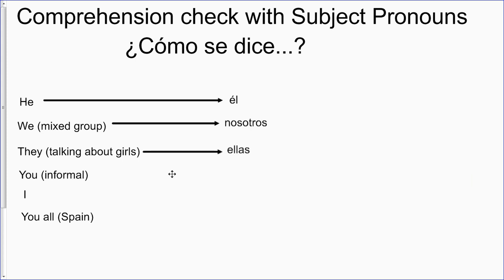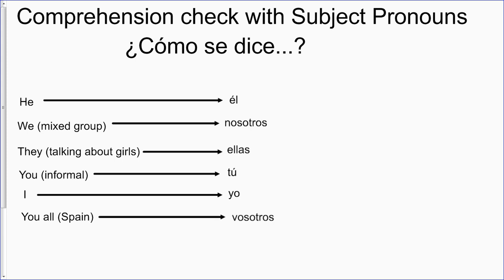If I want to go up to a friend and just say, hey, how are you? What's the correct word for you? Tú. When I'm talking about myself, which word would I use in Spanish? The correct word is yo. And lastly, if I want to go up to a group of friends and say, hey, how are you all, or y'all? What's the word I'm going to use? The word that we have is vosotros. Question.